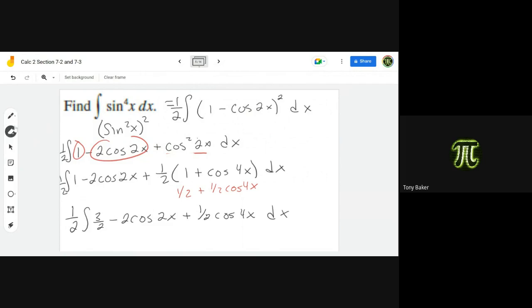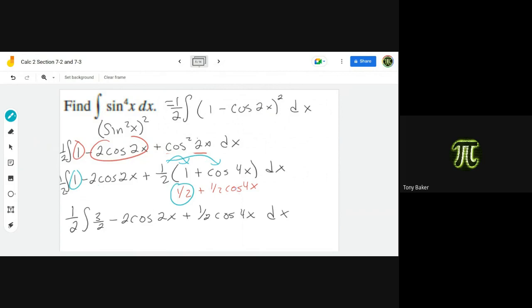Why did that one in front become 3/2? Yes, exactly. The one there and you got the... right. Yes. Then why doesn't the -2 cosine 2x change? Because that wasn't in the parentheses. And I don't have any other 2x's. I don't have any other cosine 2x's. I can't put this and this together because they're not the same.